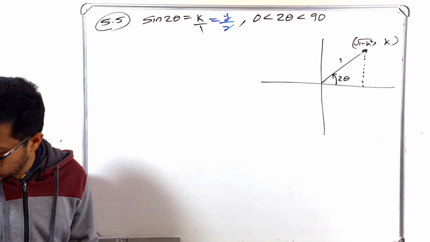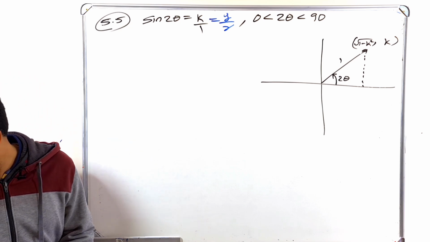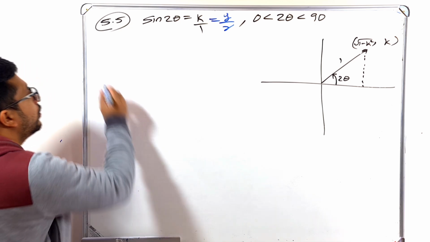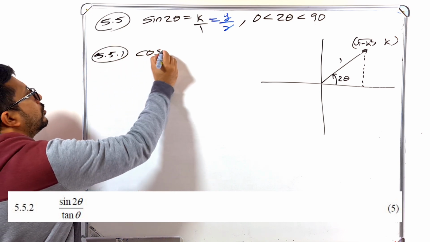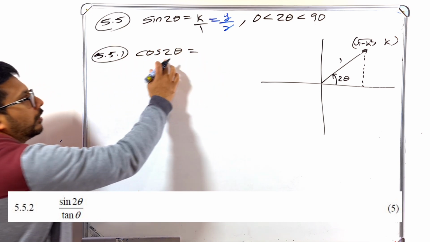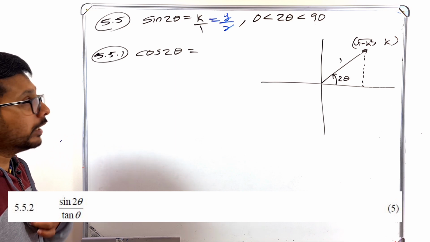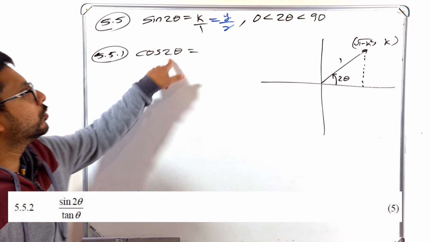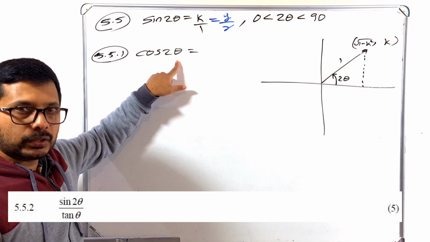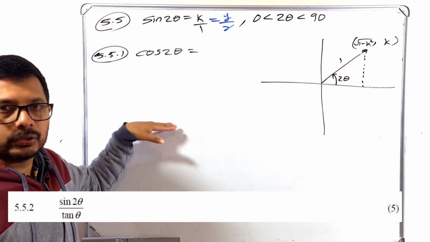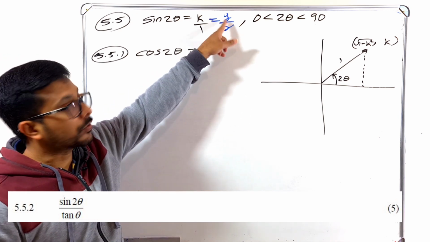Okay. So here, first question, 5.5.1, cos 2 theta. Here also you have to concentrate on the angle. Make sure that it is 2 theta. Here it is given as 2 theta. So here also 2 theta. Okay. So if it is theta, you can't write it like the same x, y and r.